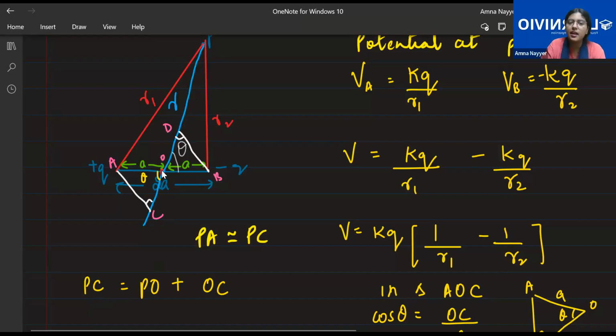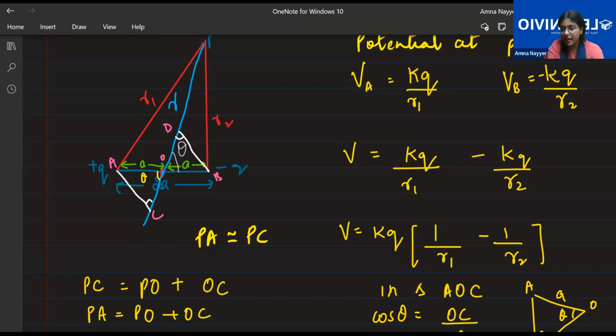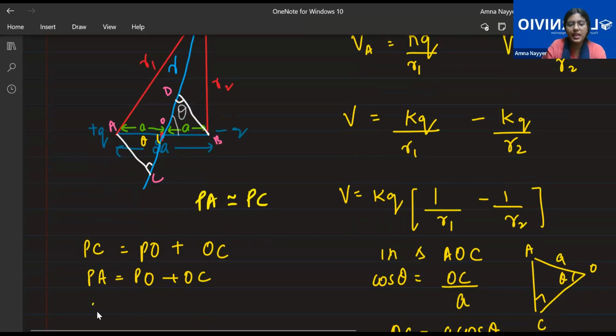We just know PO, that is R. So we can replace PC with PA. PA is almost equal to PC according to our construction. We have done constructions deliberately because of the derivation. So PC can be written as PA. So I can say PA is equal to PO plus OC. Now class, PO is small r, OC is A cos theta, and PA is R1. So I get my first equation as R1 is equal to R plus A cos theta.